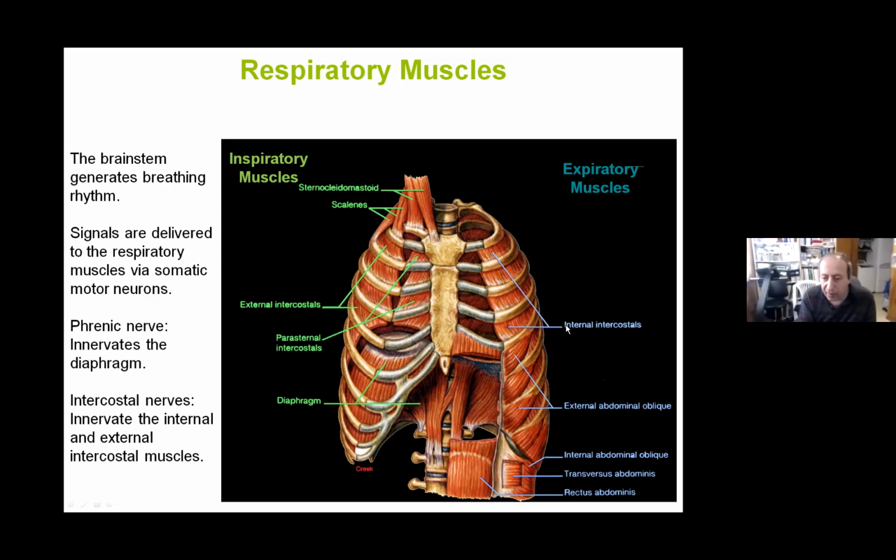So there are internal and external intercostal muscles. These are the muscles that are in between the ribs. They help either contract the rib cage or expand it, depending on inspiration and expiration.